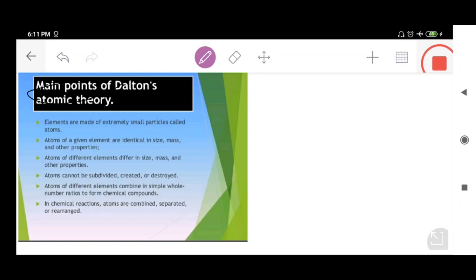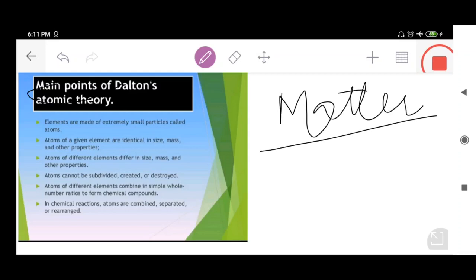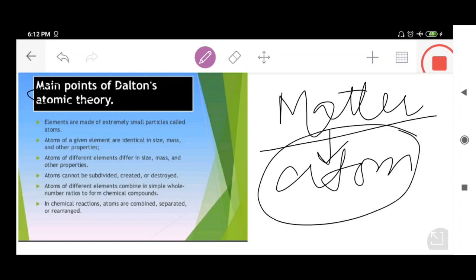For example, this is matter. The moment we start dividing this matter, if we go on dividing it, a stage will come when particles can't be further divided, and they called these indivisible particles atoms. What I am telling you is that if we go on dividing this matter, a stage will come when we can't divide the matter further, and they called that indivisible particle an atom. So this was the concept of atom.